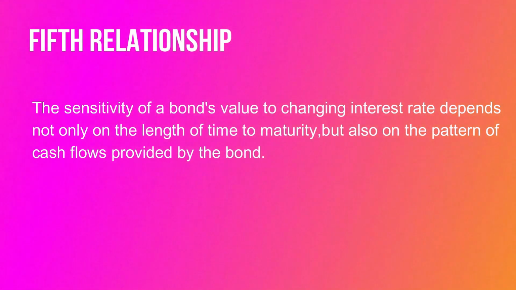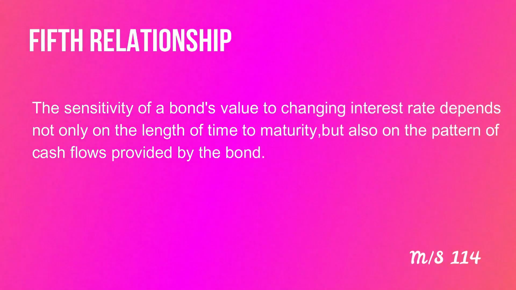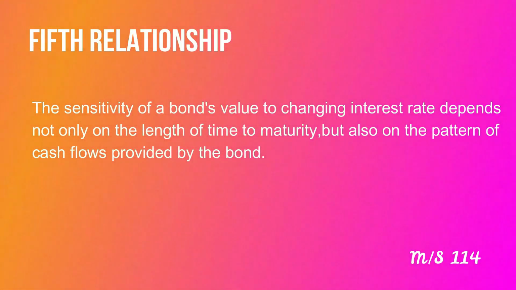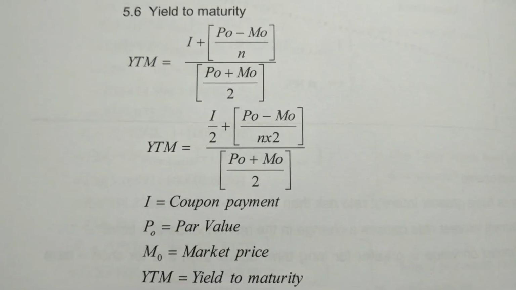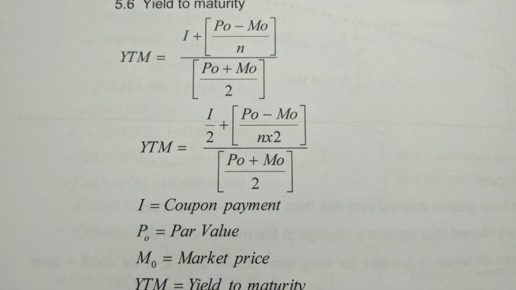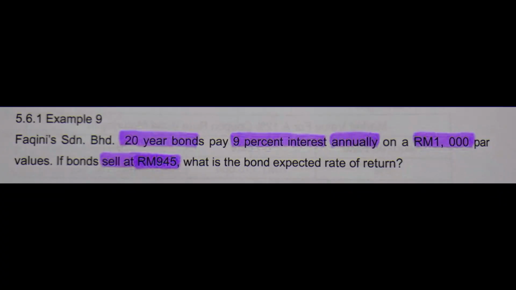The fifth relationship is that the sensitivity of a bond value to changing interest rates depends not only on the length of time to maturity, but also on the pattern of cash flow provided by the bond. This is the yield to maturity formula. This is an example of bond expected rate of return.